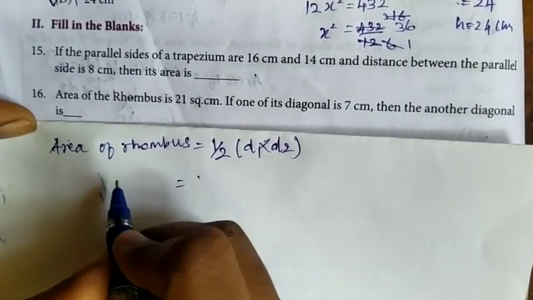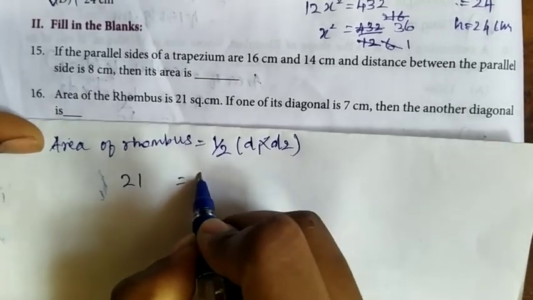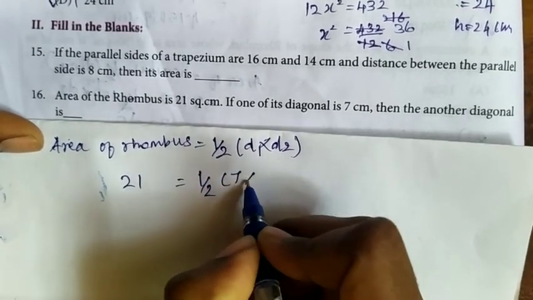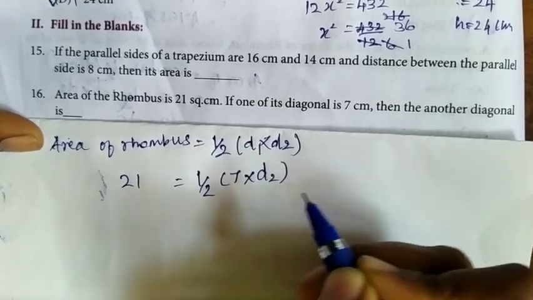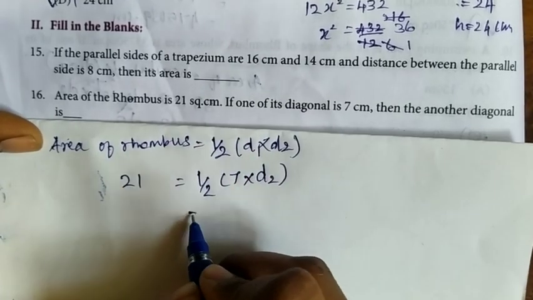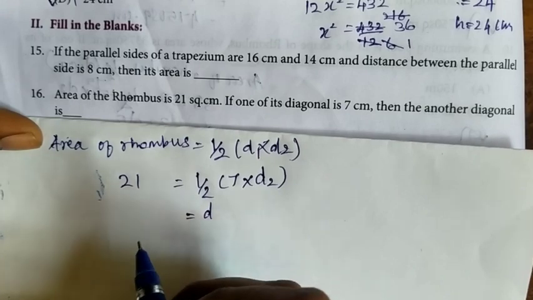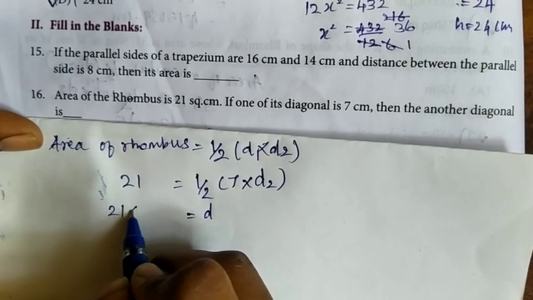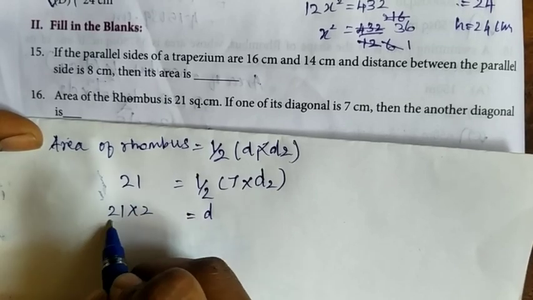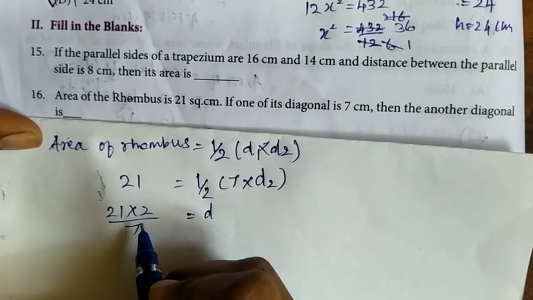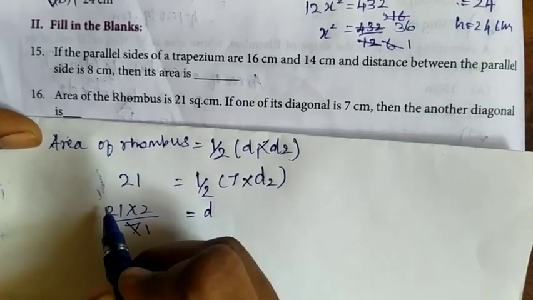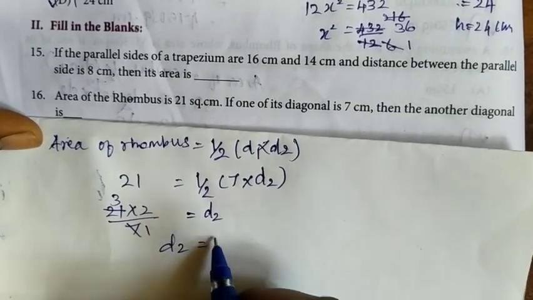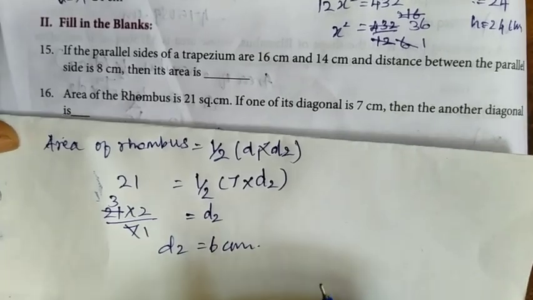They given the area as 21 square centimeter, then half into D1 as 7 centimeter and we need to find D2. So keep D2 on one side and bring other values to the left hand side. 21 into 2 divided by 7. Cancel it by 7th table. 7 1 is 7, 7 3 is 21. So D2 is equal to 6 centimeter.